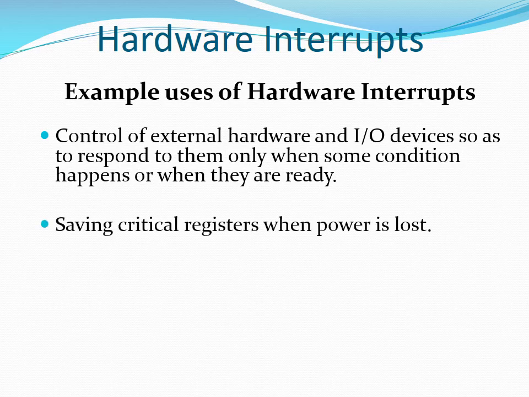2. Saving critical registers when power is lost. We can have a monitoring circuit generating an alarm whenever power is lost. The microprocessor then responds by saving the critical registers to some battery-backed RAM.